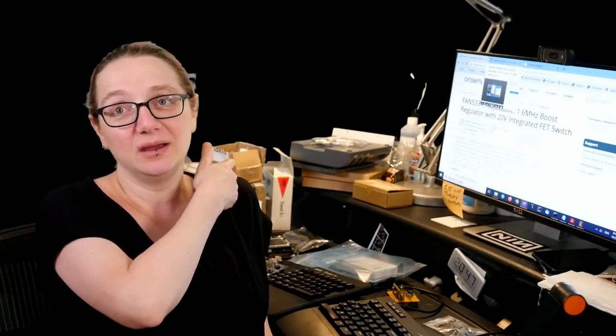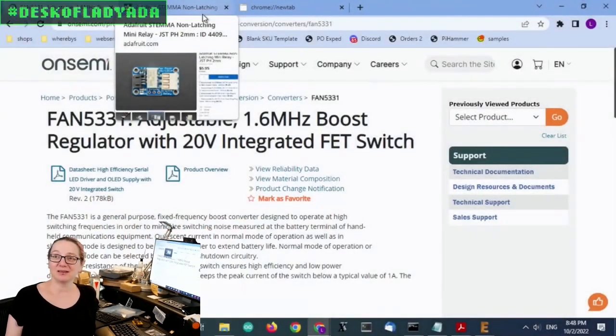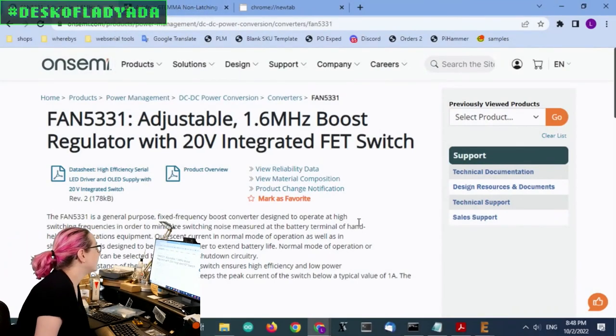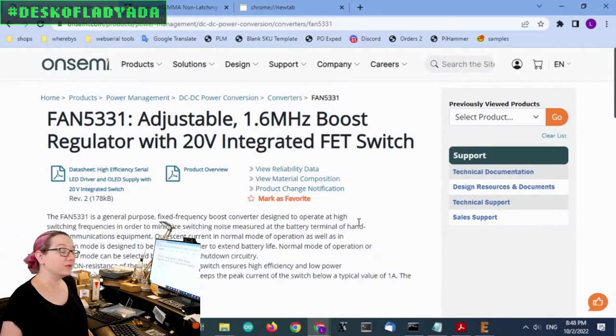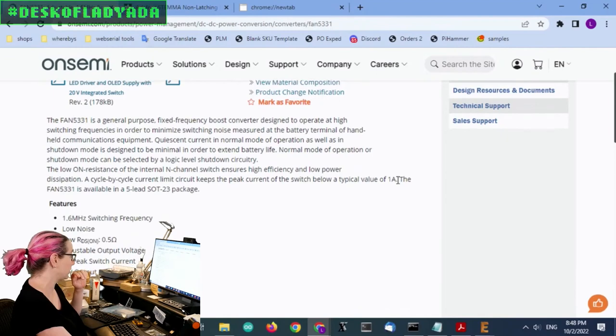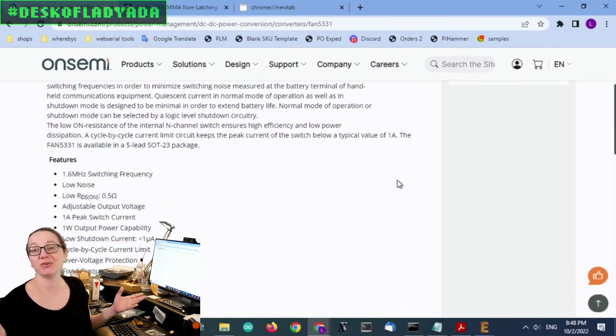So let's go to the computer and let's look at this chip. The FAN5331, I really, really love this boost converter. 1.6 megahertz frequency, adjustable up to 20 volts, and it has a built-in 1 amp peak current switch, and it comes in a SOT-23-5.